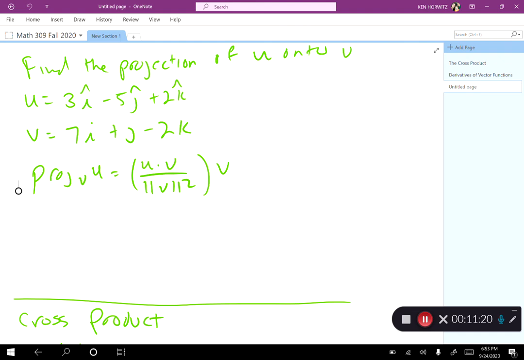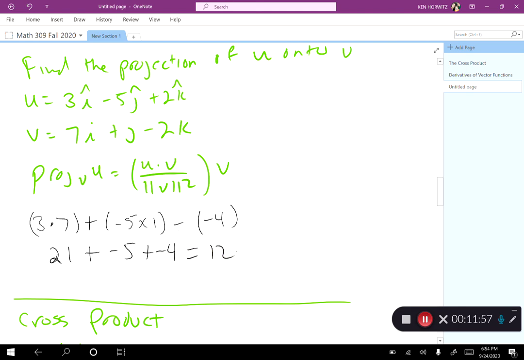So let's do the dot product of U dot V. I have 3 times 7, and I'm going to add that to negative 5 times 1, and add that to negative 4 times 2. So 3 times 7 is 21, plus negative 5, plus negative 8. And that winds up being 12.